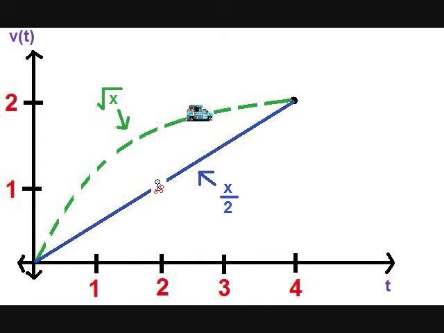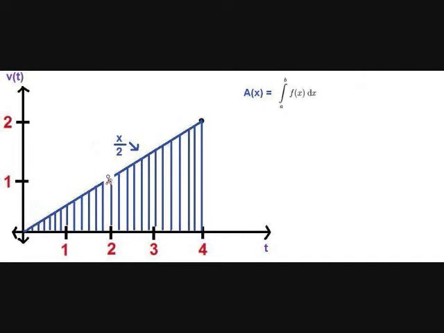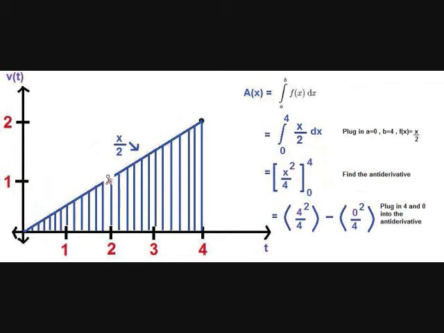The graph of x over 2 represents the velocity of Ryman Summers, which is the lower limit. To find the area Ryman covered, replace a with 0, b with 4, and f of x with x over 2. Then find the antiderivative of x over 2. Next, plug in 4 and 0 into the antiderivative and subtract. The area of Ryman Summers is 4.